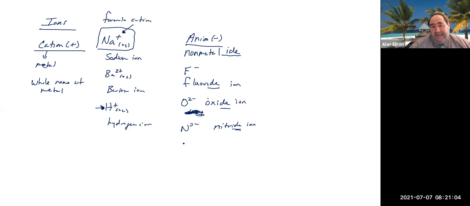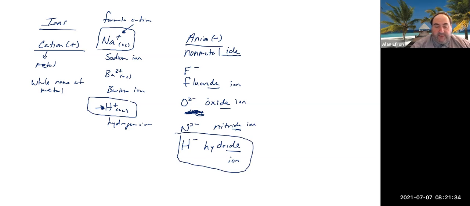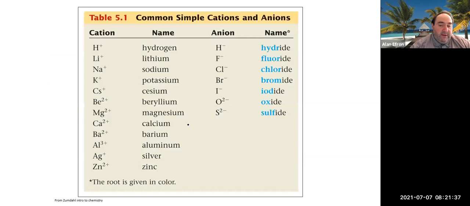Hydrogen as well is kind of the only one that can go both ways. It can be positive, and it can also be negative. If it's negative, we follow the same sort of naming: instead of hydrogen, we drop the last part and put -ide at the end, and it is known as hydride. So hydrogen is a little bit different than most; it can be positive, and it can be negative in certain situations.